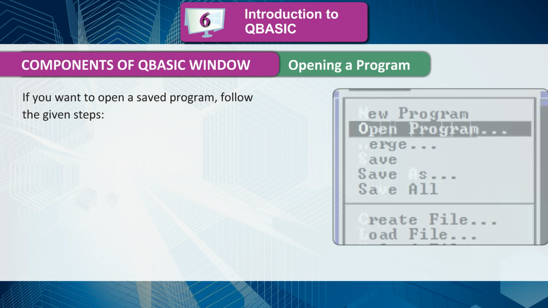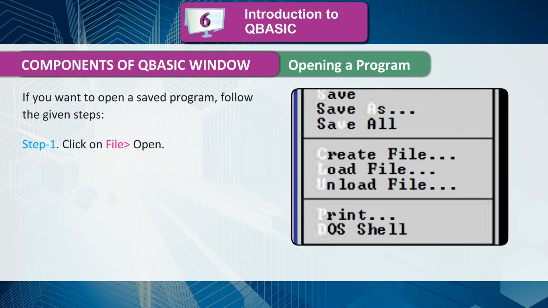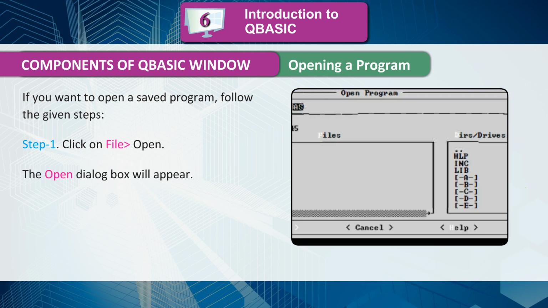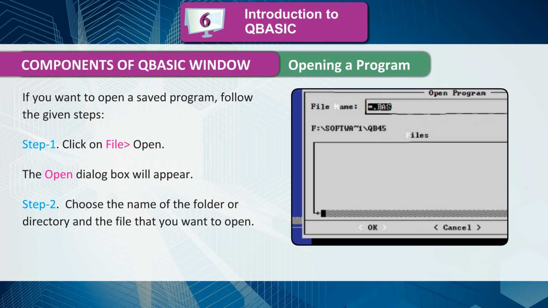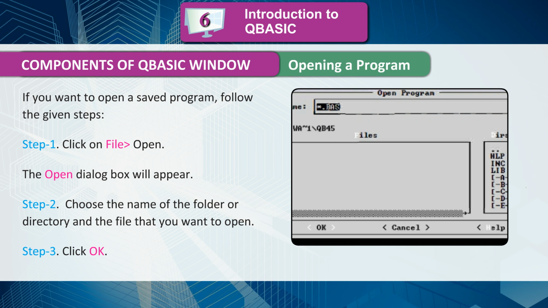Opening a program. If you want to open a saved program, follow the given steps. Step 1. Click on File, Open. The Open dialog box will appear. Step 2. Choose the name of the folder or directory and the file that you want to open. Step 3. Click OK.